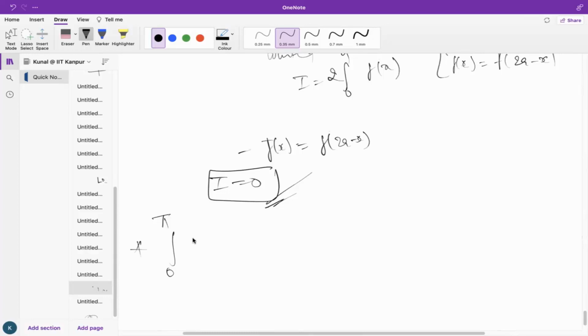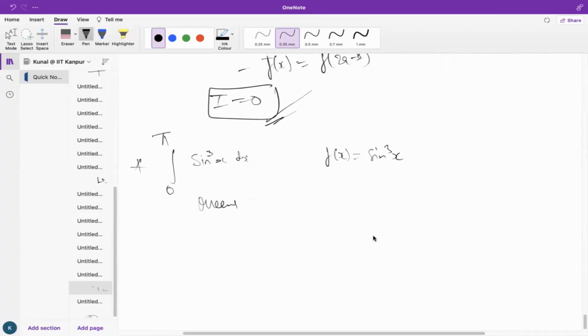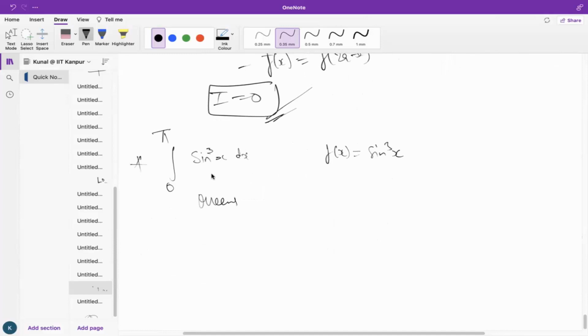I have to integrate sine to the power, let us suppose, cube x. Yes, I have to integrate this, right? So let's apply the Queen's rule here. Our f(x) is sine cube x. I know you know how we integrate this in indefinite integration.